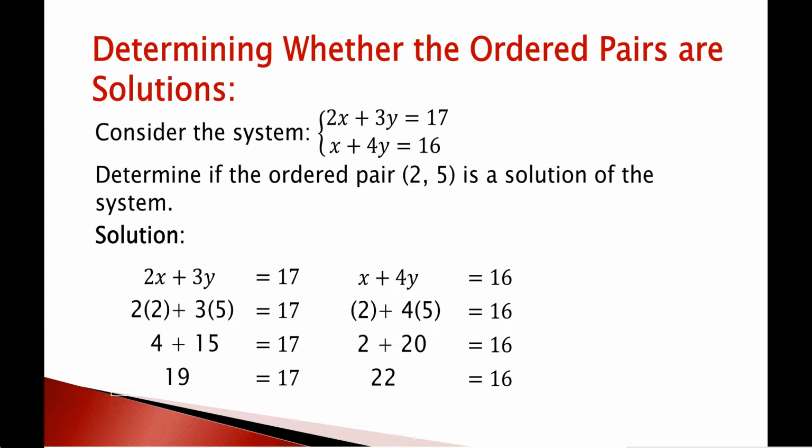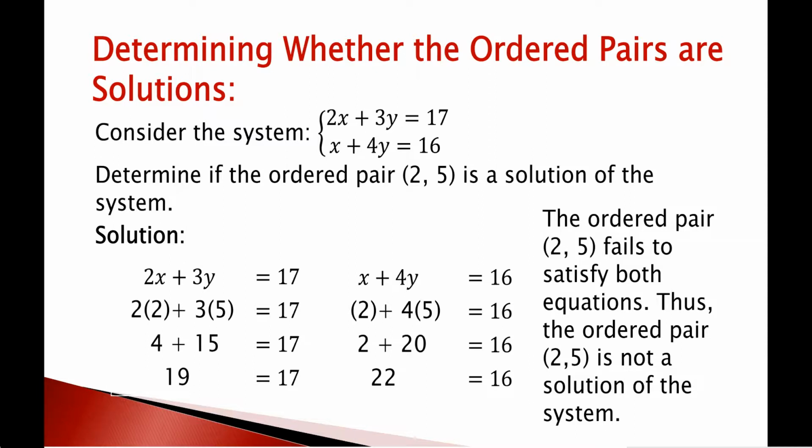Plug 2 in for x, 5 in for y, and it gives us 22 equal to 16. So my left hand side is not equal to my right hand side. That means (2, 5) does not satisfy my second equation also. Since this ordered pair (2, 5) fails to satisfy both equations, it is not the solution of the system.